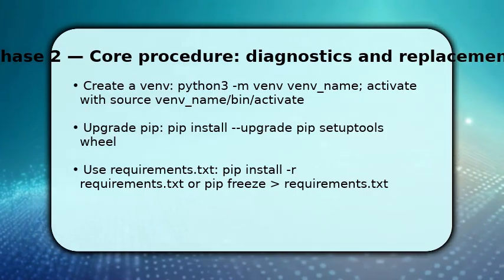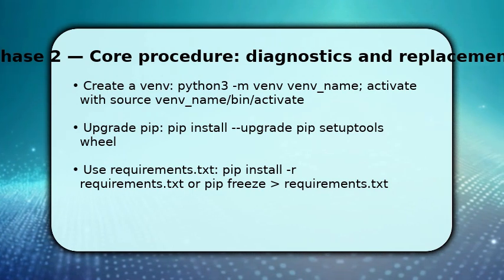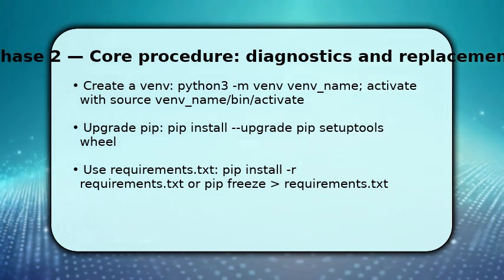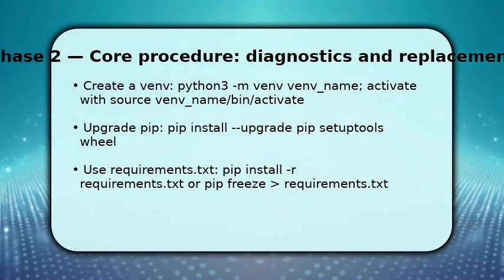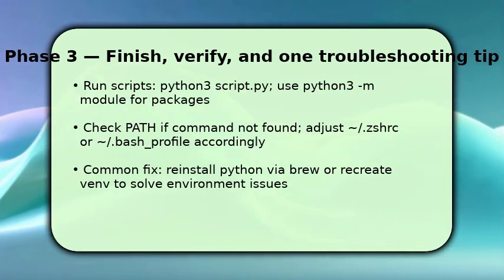When working on projects, manage packages with requirements.txt, pip install -r requirements.txt to reproduce environment. To run code, use python3 script.py or python3 -m module when invoking packages directly. This ensures the interpreter in your path runs the correct environment.